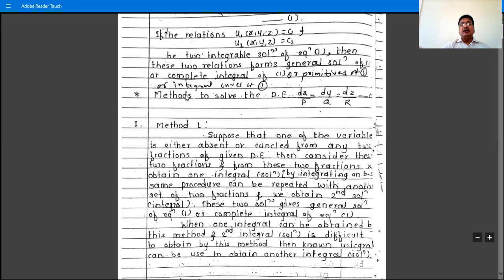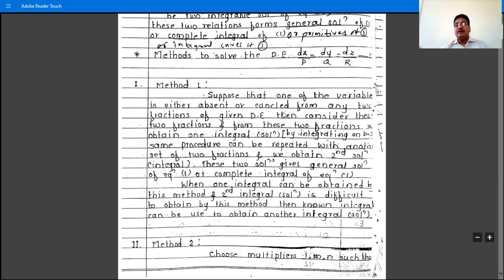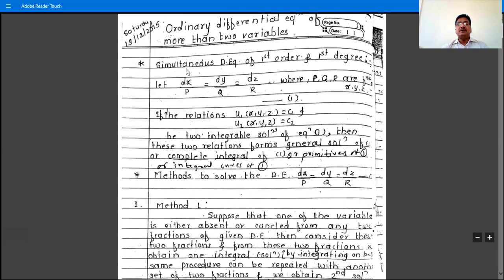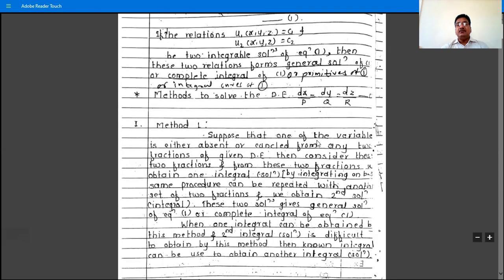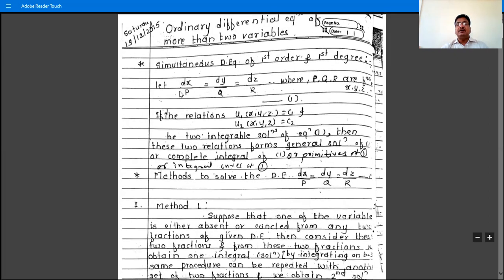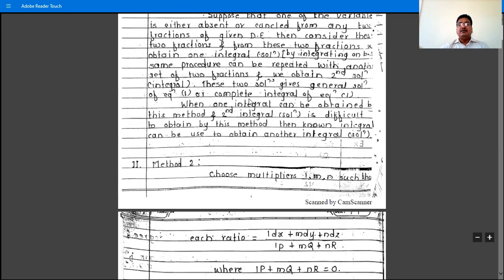Okay. So, the method to solve this type of equation, dx by P, dy by Q, and dz by R: we have to find the general solution of this differential equation. There are some methods to solve these types of equations. The first method is this. Suppose that one of the variables is either absent or cancelled from any two fractions of the differential equation. That is, if you consider the first dx by P, dy by Q, and if there is no z in the first two ratios, for example, or if you consider the first ratio and third ratio, and if variable y is absent or we can cancel y, then what is the method?